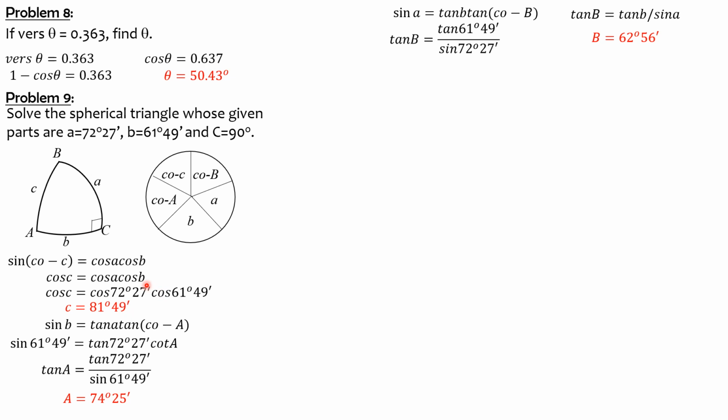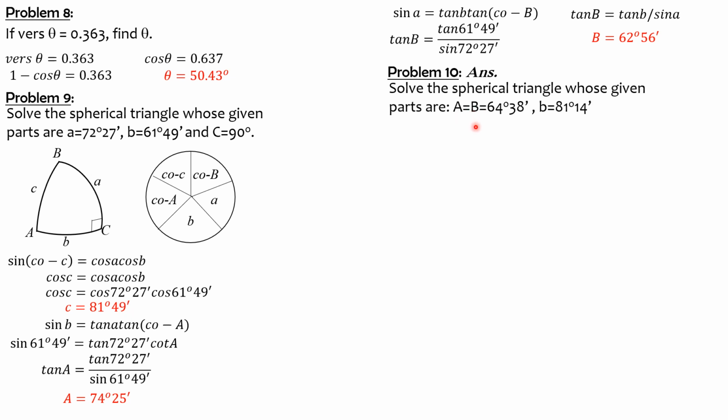So that's it for this problem 9. We proceed to problem 10. Solve for the spherical triangle whose given parts are angles A equal to angle B, 64 degrees 34 minutes, and side B is 81 degrees 14 minutes. This is an isosceles spherical triangle because the two angles are equal, therefore opposite to these angles would be equal sides. So side A and side B should also be 81 degrees 14 minutes.